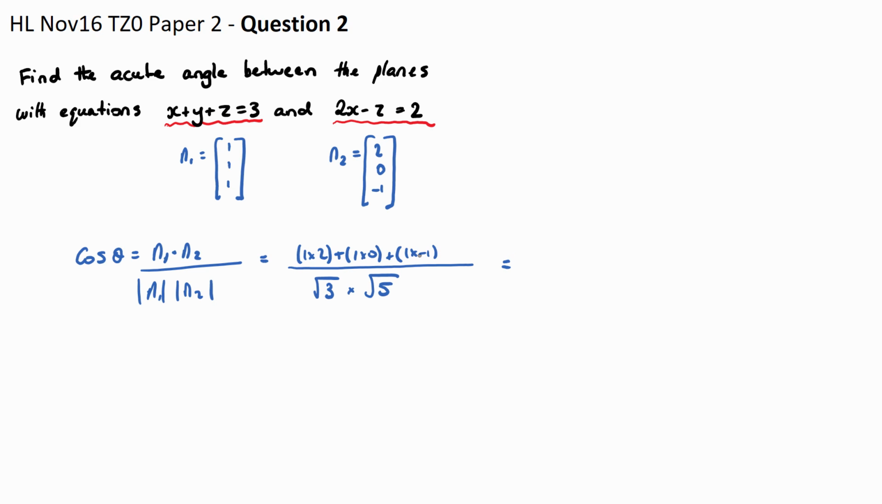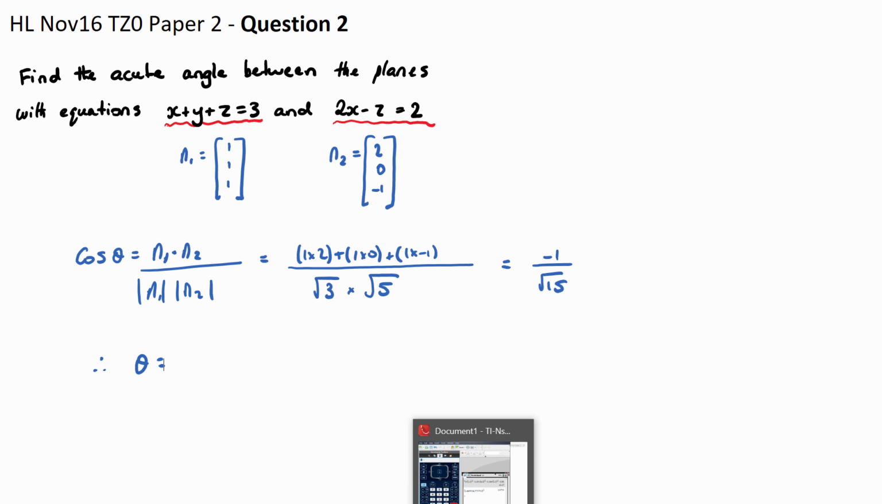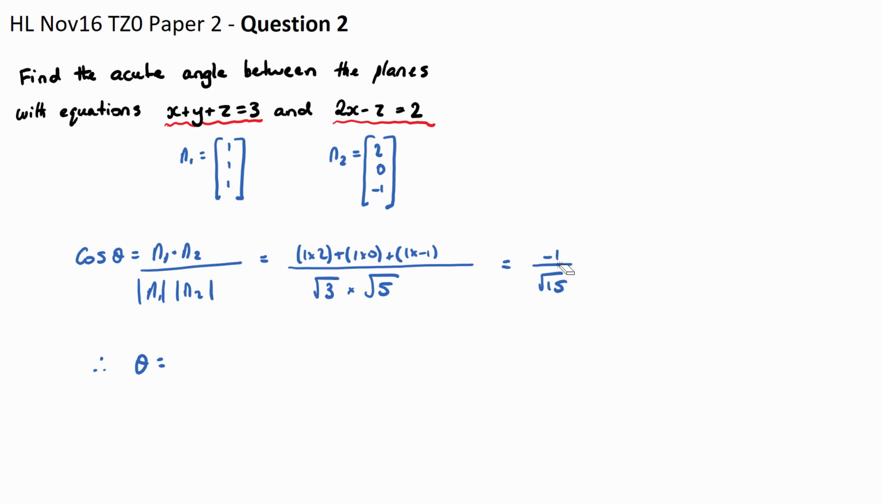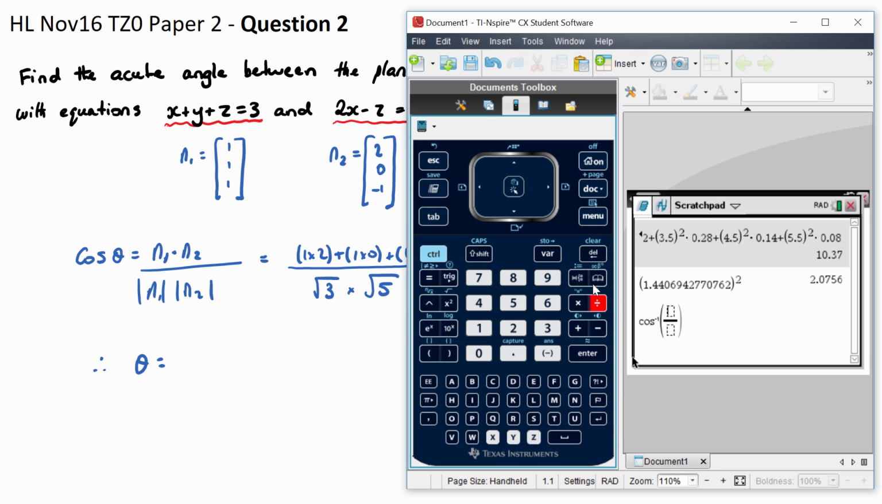So we're going to have 2 plus negative 1, so we get 1 on root 15. So therefore, theta will equal, and we can use our calculator, shift cos, and it was negative, actually this will be positive 1, because we had 2 minus 1, so it'll be positive 1. Okay, so 1 on root 15.